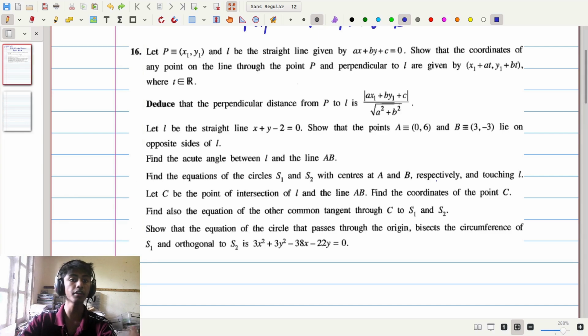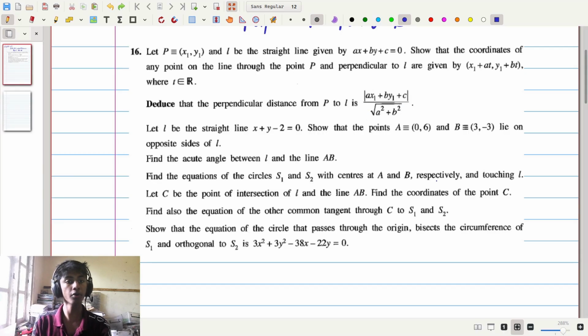Now starting off with the first part, the question says, let the point P be given by (x1, y1) and the line L be the straight line given by ax + by + c = 0. Given this information, we are to show the coordinates of any point on the line that goes through the point P and is also perpendicular to the line L are given by (x1 + at, y1 + bt) parametrically, where t is a parameter and an element of the real numbers. After that, the question says, deduce that the perpendicular distance from P to L is equal to the modulus of ax1 + by1 + c divided by the square root of a squared plus b squared.